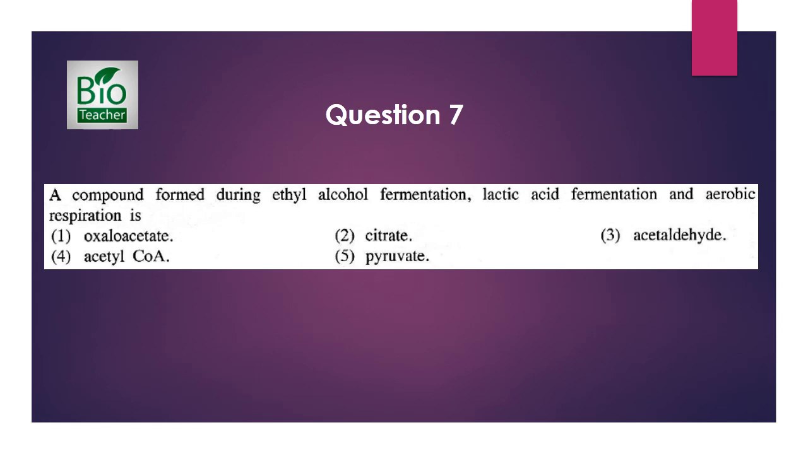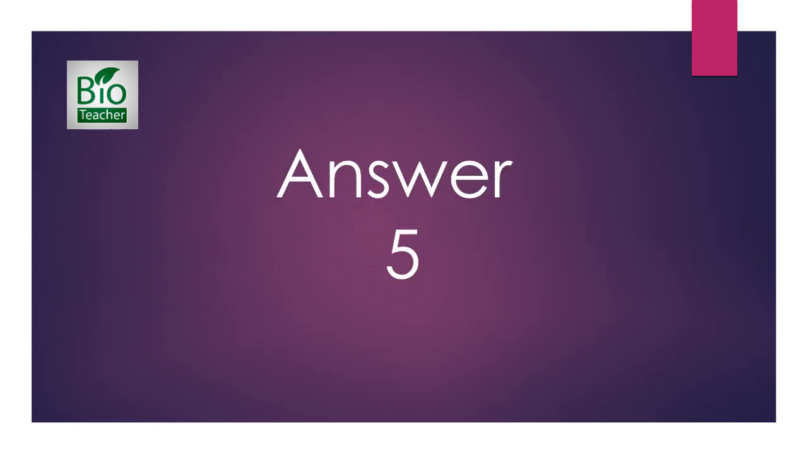This question is about respiration, cellular respiration, which is about aerobic respiration and anaerobic respiration. Let's discuss the answer. Answer for this question is answer number 5. Answer is pyruvate molecule. Pyruvate molecule is a common molecule which is found in both the respiration processes, that means cellular aerobic respiration and cellular anaerobic respiration.